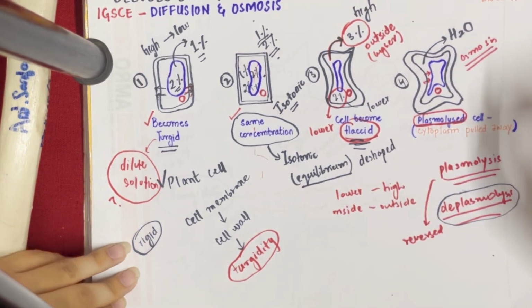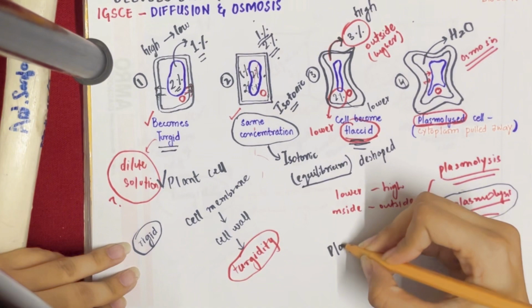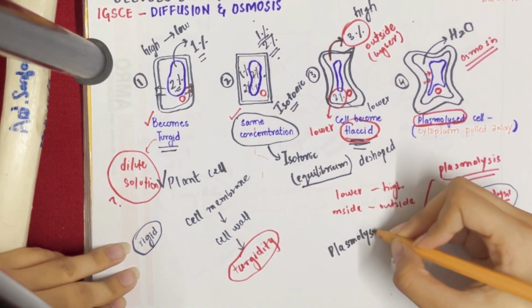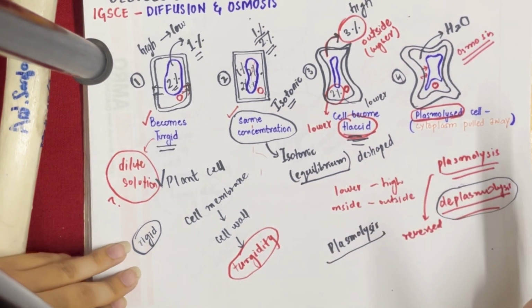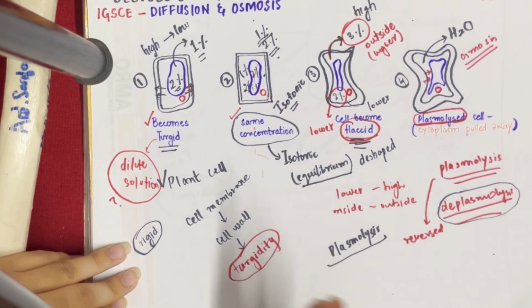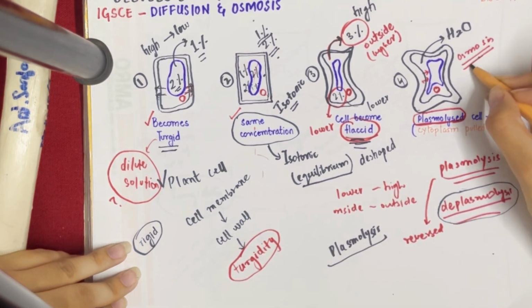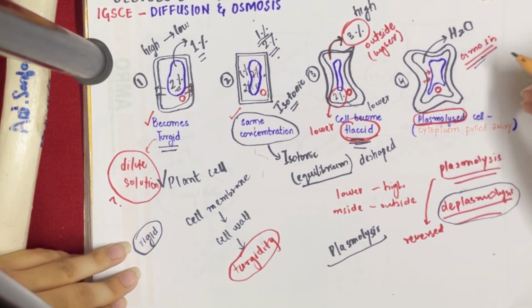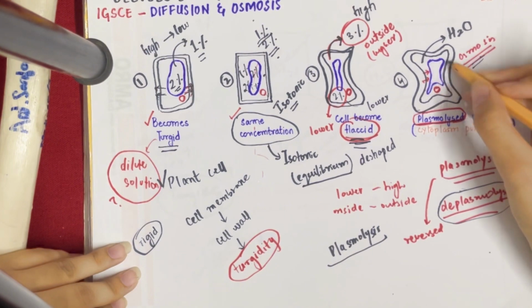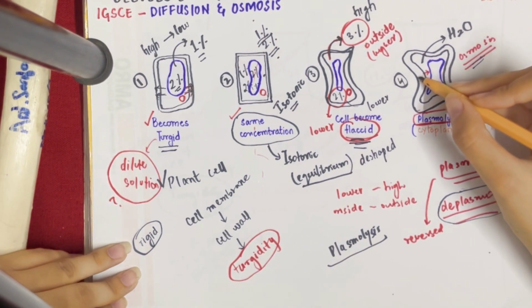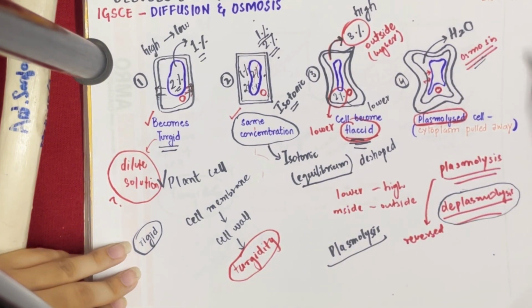Now, let's talk about the fourth condition, which is plasmolysis. Plasmolysis is a condition in which the cell membrane basically pulls apart from the cell wall. In such a condition, due to the process of osmosis, as the water molecules move in and out of the cell, the cell becomes plasmolysed, and the cytoplasm, which consists of the cell contents, is pulled away from the cell wall. In such a condition, the cell is said to be plasmolysed.